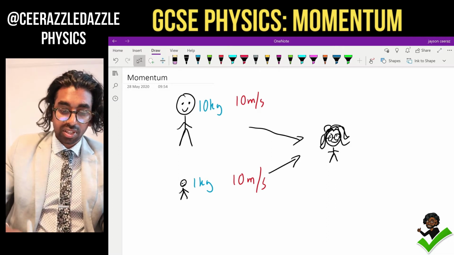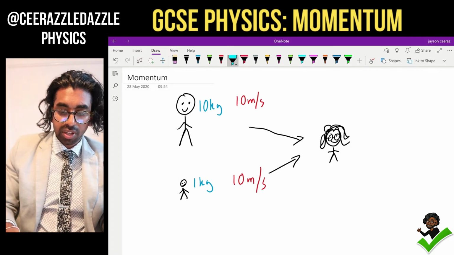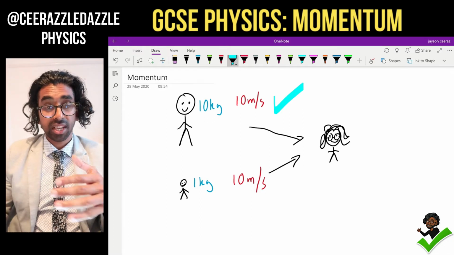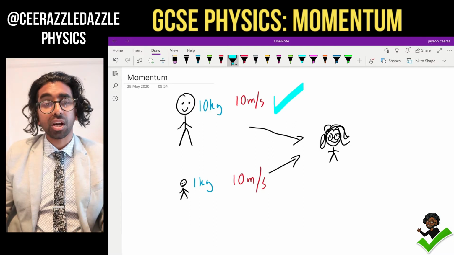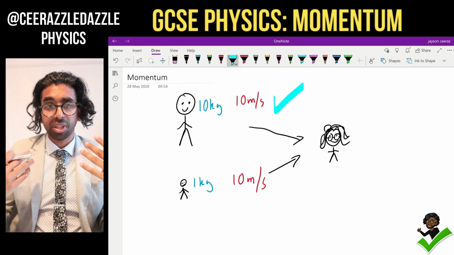Well, a bit of logic, we can see that obviously the first one is going to hurt me the most. Why? Because it has a higher amount of mass. So although they're both traveling at the same speed, it's got a higher amount of mass. That one's going to hurt me the most.